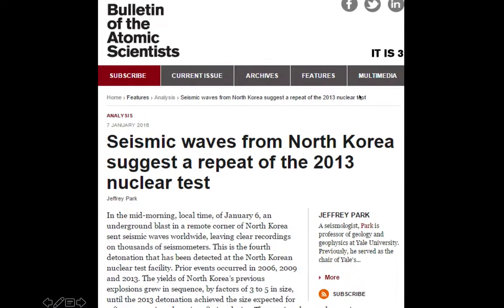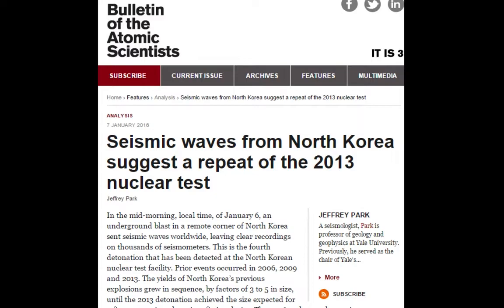This is something else you might have seen in the news. Seismic waves in North Korea suggest a repeat of 2013 nuclear test. This is from 2016. The claim was that North Korea had made a major advance in terms of their weapons technology, that the bomb they had detonated was way bigger.